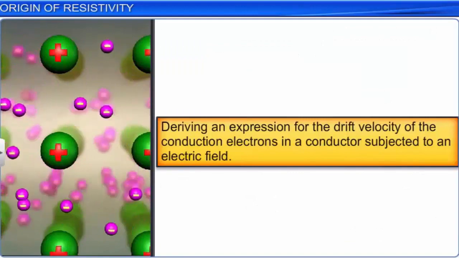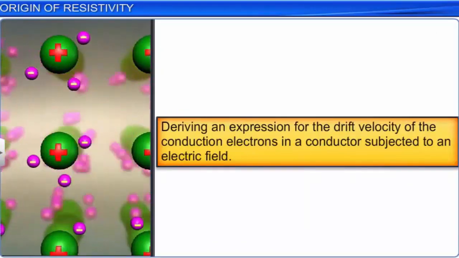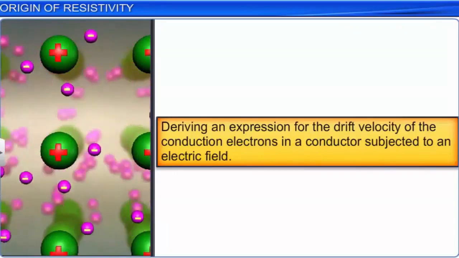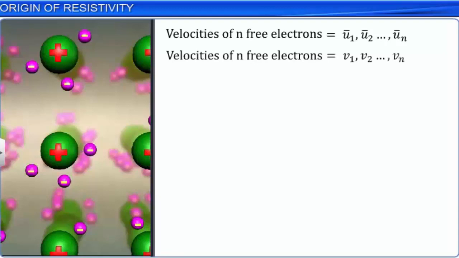Let us find an expression for the drift velocity of the conduction electrons in a conductor when subjected to an electric field. Earlier, we considered the velocities of n number of conduction electrons at any given instant to be u1, u2, and so on till un. Now, when the electrons are subjected to the electric field, let their velocities be v1, v2, and so on till vn.